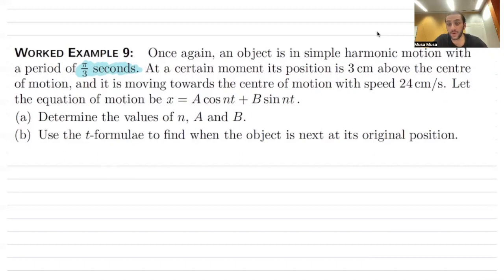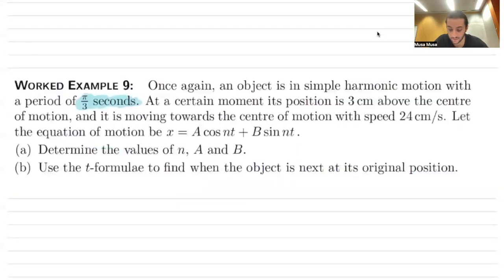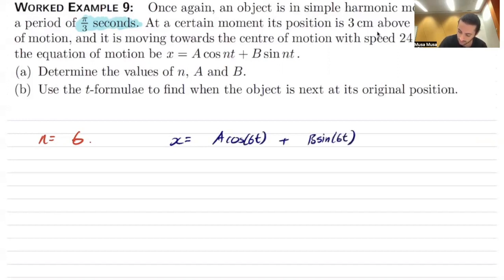Or you can do auxiliary angles. Okay, so yeah, that also sucks, which is why it's easier to use forms like this. But anyway, it's good that you have to know how these ones work. Because the question's very similar, it's saying the period is pi on 3, which means again, we know what n is. N just equals 6. So let's just write x equals a cos 6t plus b sine 6t.